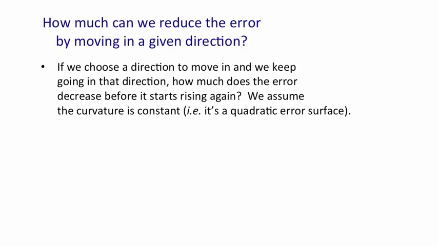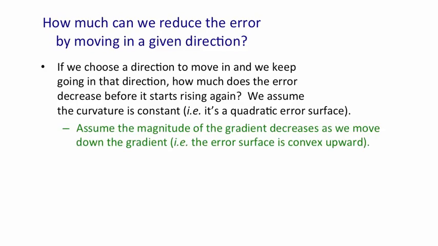When we're training the weights of a neural network, we're trying to get as far down the error surface as possible. So one question is, if we choose a given direction to go in, how much reduction in the error can we achieve by going just the right distance in that direction? How much does the error decrease before it starts rising again? And here we'll assume that the curvature is constant, i.e. we'll assume it really is a quadratic error surface. We're going to assume that the magnitude of the gradient decreases as we move down the gradient. That amounts to assuming that the error surface is concave upward like a bowl.